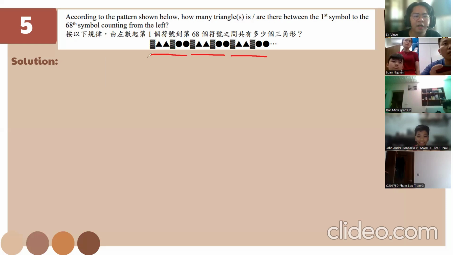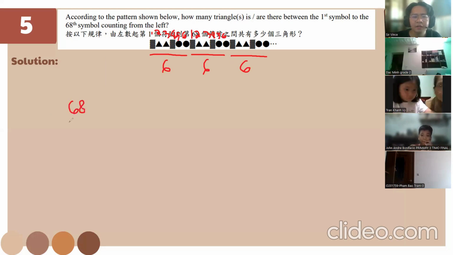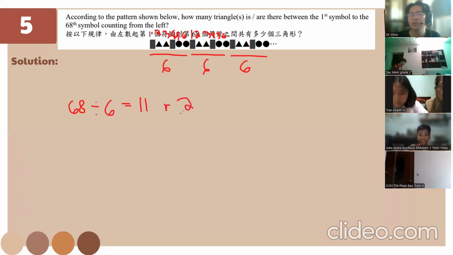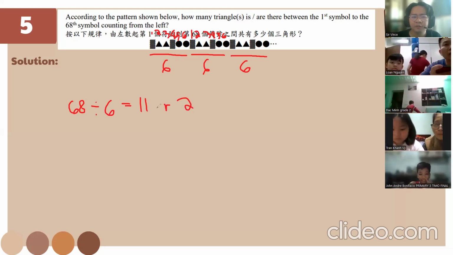We have here 6 patterns, right? This is 1, 2, 3, 4, 5, 6. This is going to be repeating again. So that's why we go 68, we're going to divide it by 6, and we'll get 11 with a remainder of 2. In every pattern of the 6, we have 2 triangles.